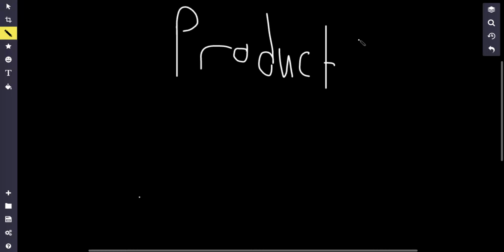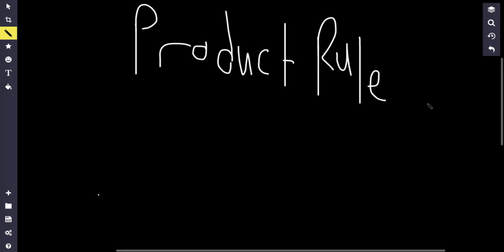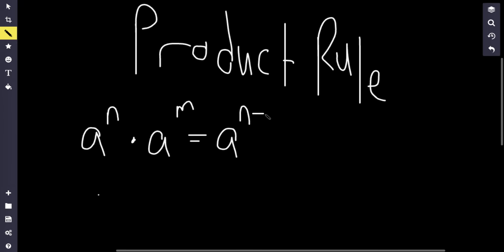So the first exponent law I'm going to be talking to you about is something called the product rule. And this states that, let's say that you have a to the n power, and you multiply this by a to the m power. This is just going to be equal to a to the n plus m power.